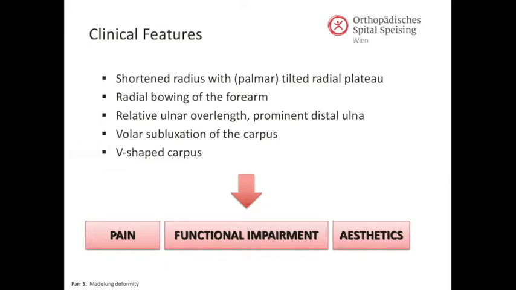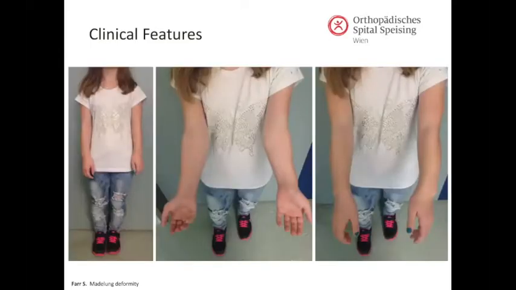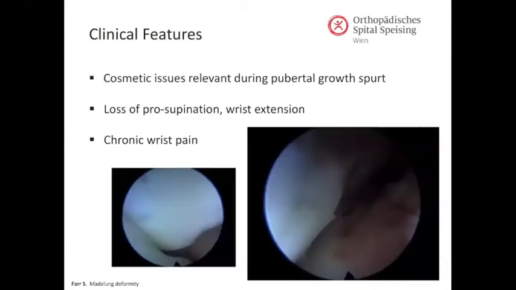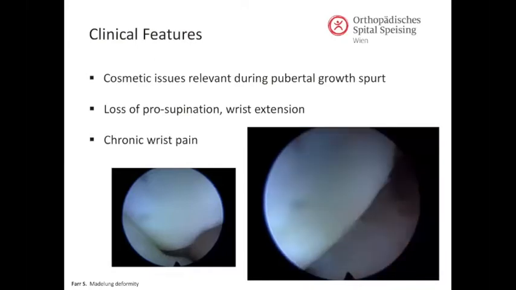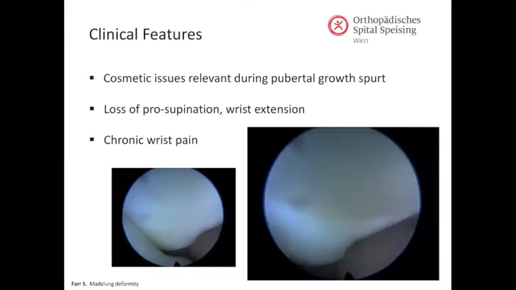So here you can see actually a case with Leri-Weill syndrome, a short-statured girl with the bowing of the forearm, a subluxation, so-called bayonet position of the wrist. And as I mentioned, these cosmetic issues are very relevant. The forearm function has been lost, especially pronation-supination, wrist extension. And very often these patients have also chronic pain.